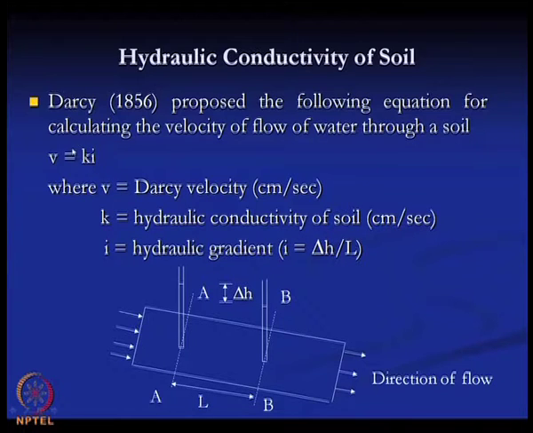So, what is the hydraulic conductivity? Now, if we consider I equal to 1, then V becomes the Darcy velocity, in centimeter per second. So, if I is equal to 1, K is equal to V. So, the hydraulic conductivity of the soil is the Darcy velocity under unit hydraulic gradient. That means I is equal to 1.